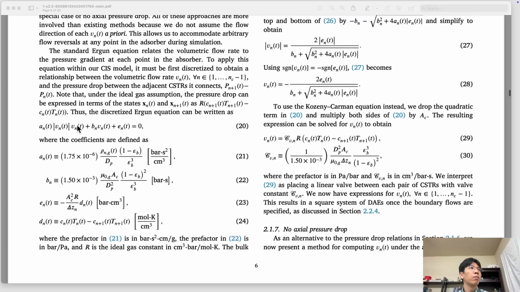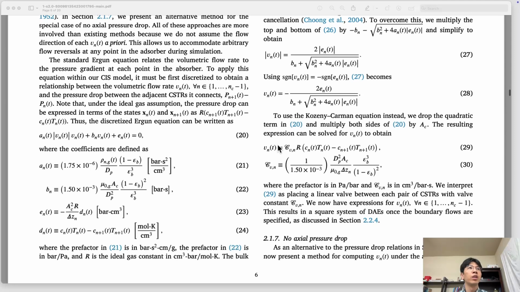And with a similar derivation, when we remove the quadratic term from equation 20 and do the derivation, we get the Kozeny-Carman equation, which ends up writing the volumetric flow as directly proportional to the linear difference in pressure between the two adjacent CSTRs.